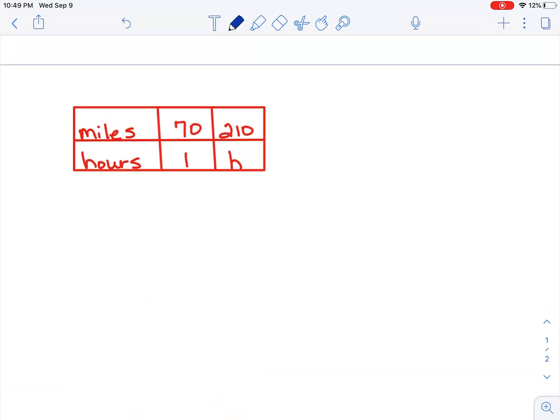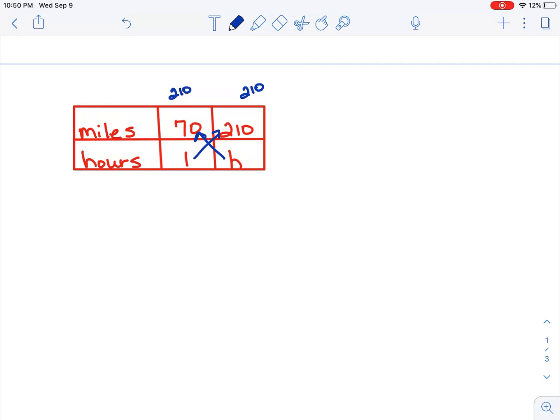Okay, so the same thing here. I know that 1 times 210 equals 210. So H times 70 has to equal 210. So I'm going to write that. H times 70 has to equal 210. I got that from following that arrow right there.